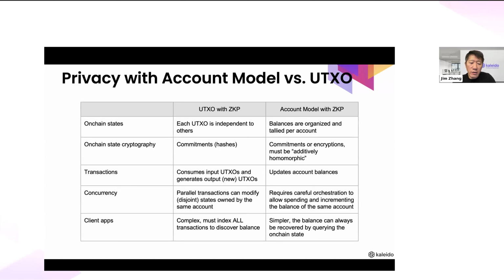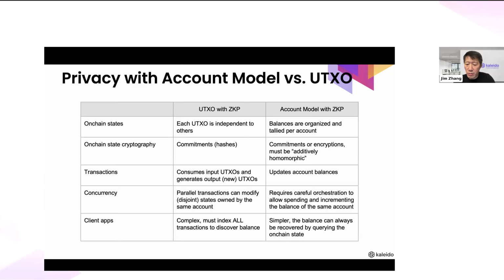And finally, in terms of building applications with these architectures, a UTXO model client is quite a bit more complex because you must index all transactions that are happening on the chain. Otherwise, you could be missing part of your balance because you missed some incoming UTXOs from applications that you missed indexing. So to figure out your balance, you need to index all the transactions that have happened on that chain up to this point and add them together. That's how you can figure out your balance.